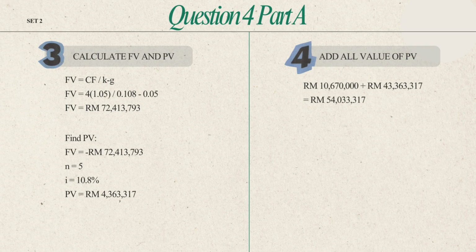After we get the PV, we need to add all the present values, which is step 4. We take the NPV, which is 10,670,000, plus the present value we calculated just now, which is 43,363,317. So the value will be 54,033,317. That is the value of Besi Sdn Bhd to Metal Bhd.